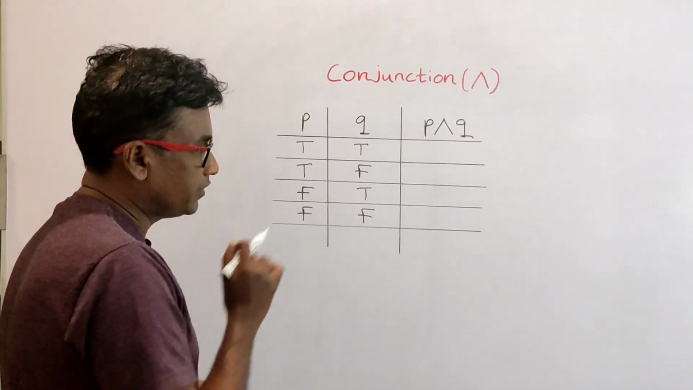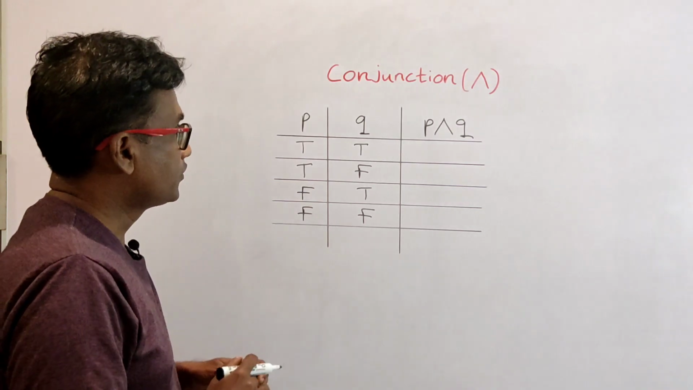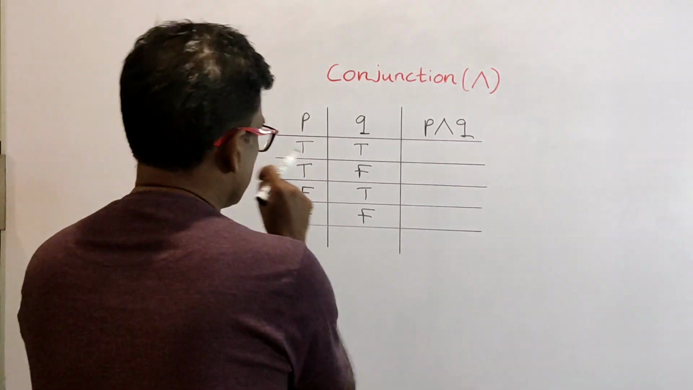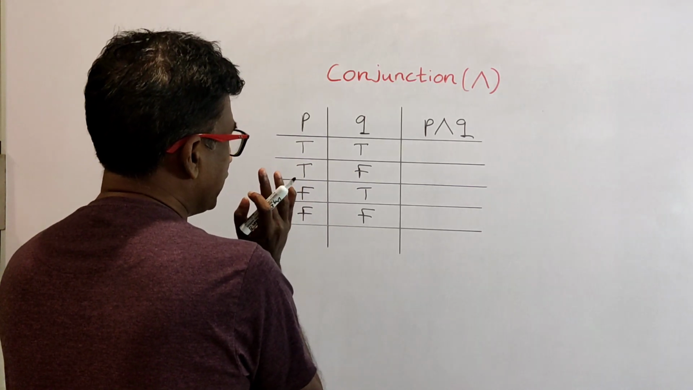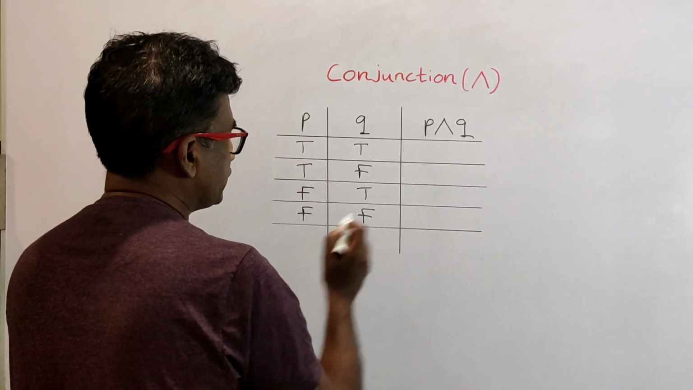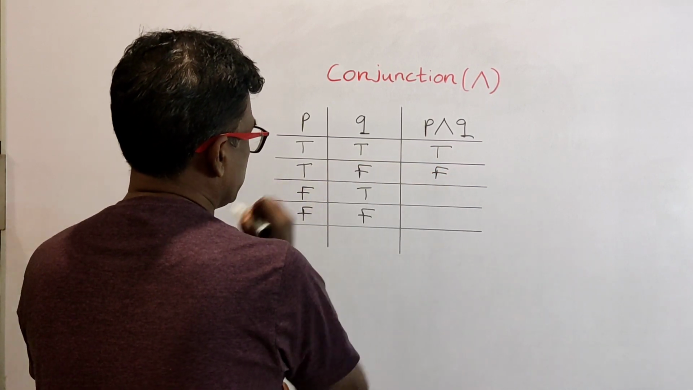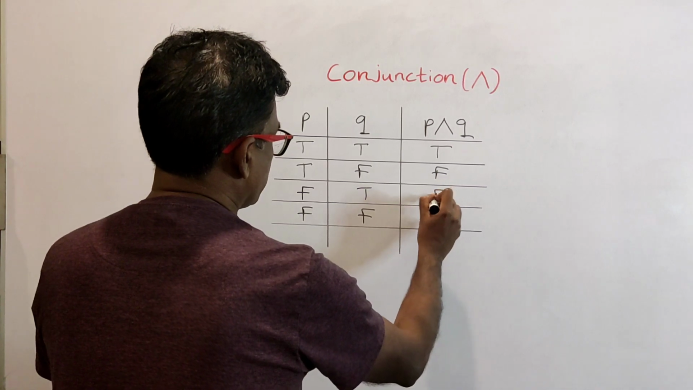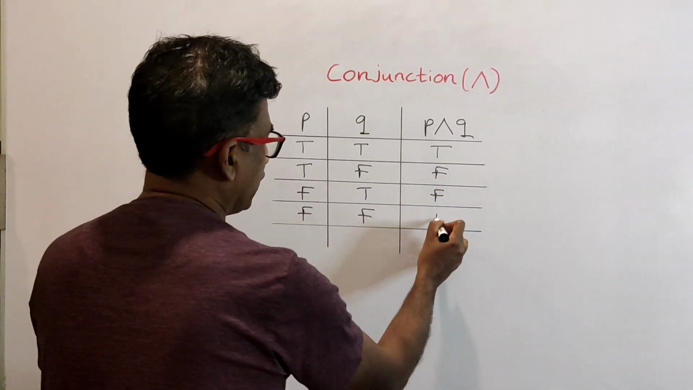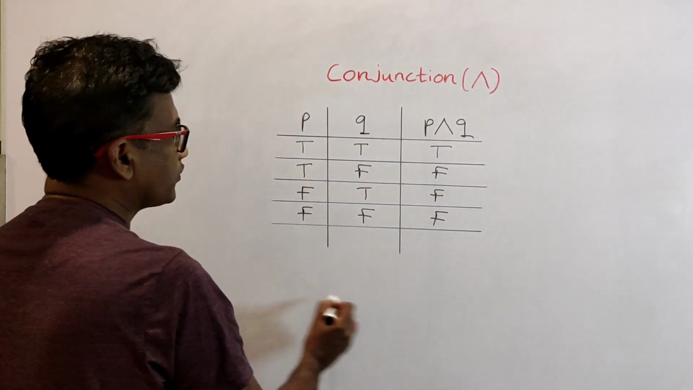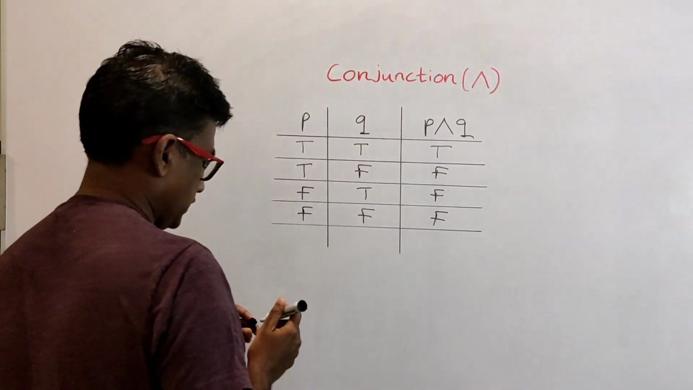Can you think of any other possible arrangement? I don't think so. So now the rule says P and Q is going to be true only when both P is true and Q is true. Then this is true. This is false. Why? Q is false. This is also false. Why? P is false. This is obviously false. Why? Because both are false. This is the truth table of the conjunction P and Q.